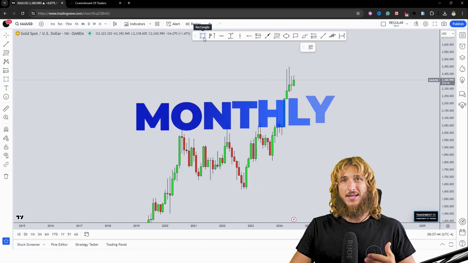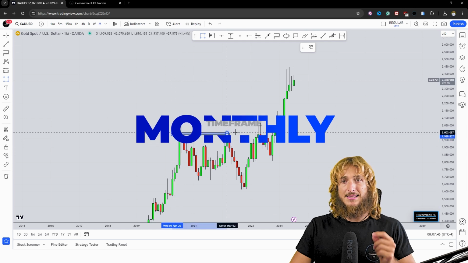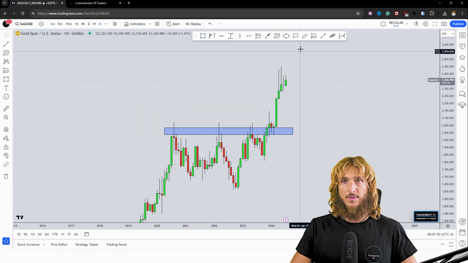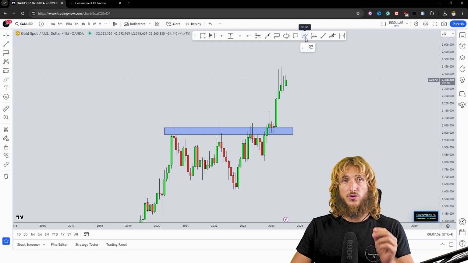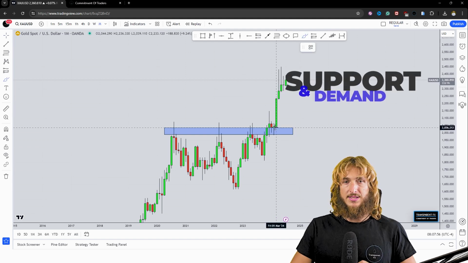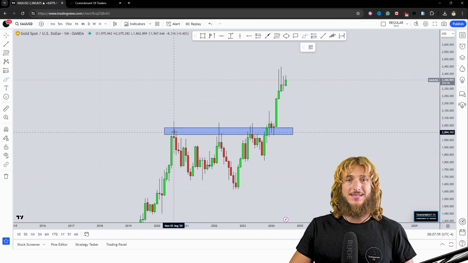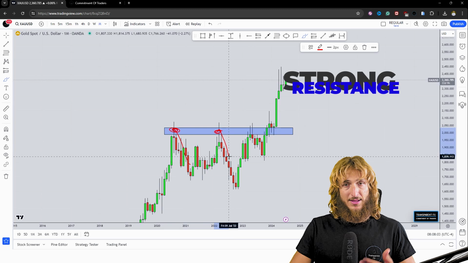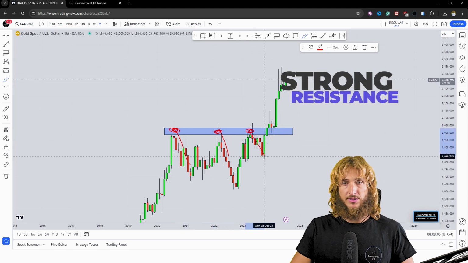Starting here from the monthly time frame, what we can see is that at the moment we have a market which is testing and rejecting to the upside a quite strong historical monthly support and demand area. Why do I say this? Because in the past we can see how on multiple occasions the market tested this zone and rejected it to the downside every single time.